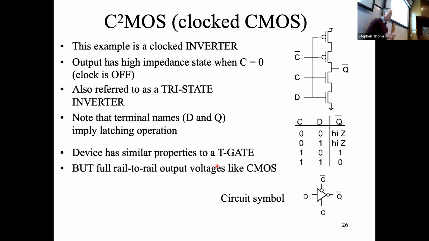It also has, and we'll look at the application for latches in a few minutes. It's also got similar properties to a transmission gate because of the high impedance state. But also, like CMOS, it gives you a full rail-to-rail output, so it regenerates the signal. So it's got lots of good things about it.